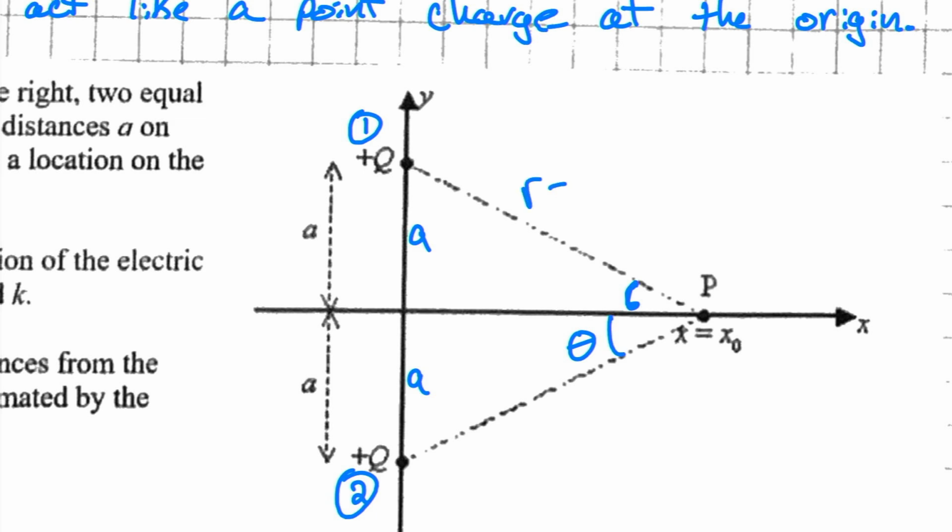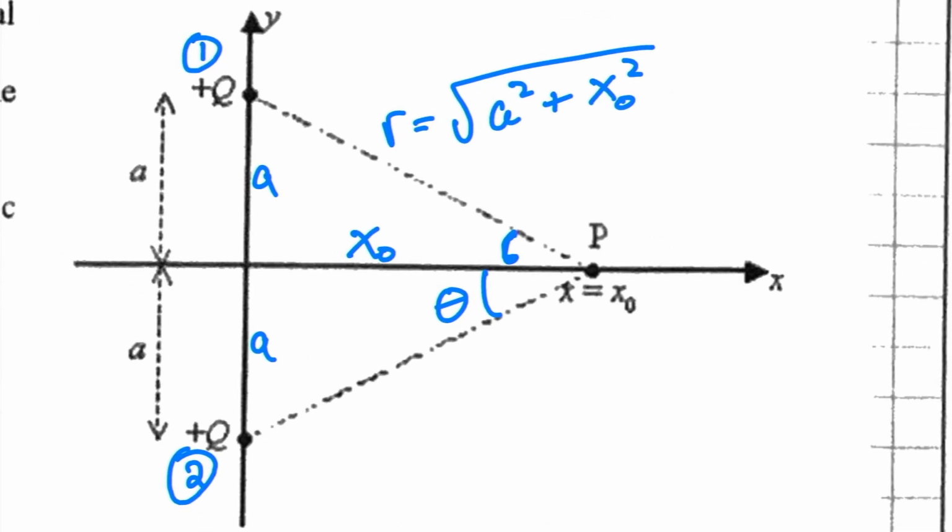This length here, r, would be the square root of a squared plus x naught squared, and this is x naught here. So we made a triangle there. It's the hypotenuse of the triangle. And since both of these are positive, the electric field is going to point away. So I'm going to have the electric field from number 1 point that direction. The electric field from number 2 points that direction.